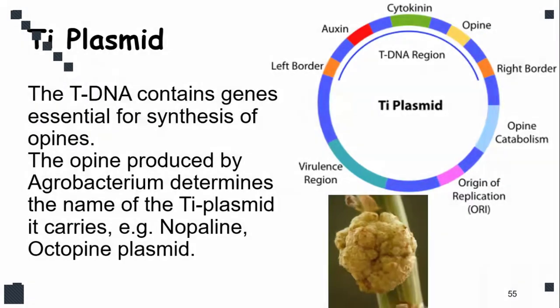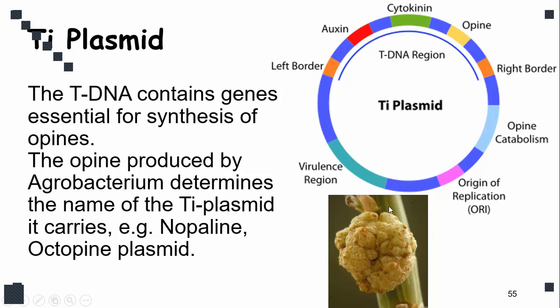So the T-DNA has the virulence genes and then the opine catabolism genes. Now let's see what that means. The T-DNA contains genes essential for synthesis of opines, and the opine produced by the Agrobacterium determines the name of the Ti plasmid it carries, e.g. nopaline, octopine plasmid, and stuff like that. If you have seen a plant that has formed callus, like you can see in this picture here, it shows that this callus has been orchestrated by the presence of the Ti plasmid.